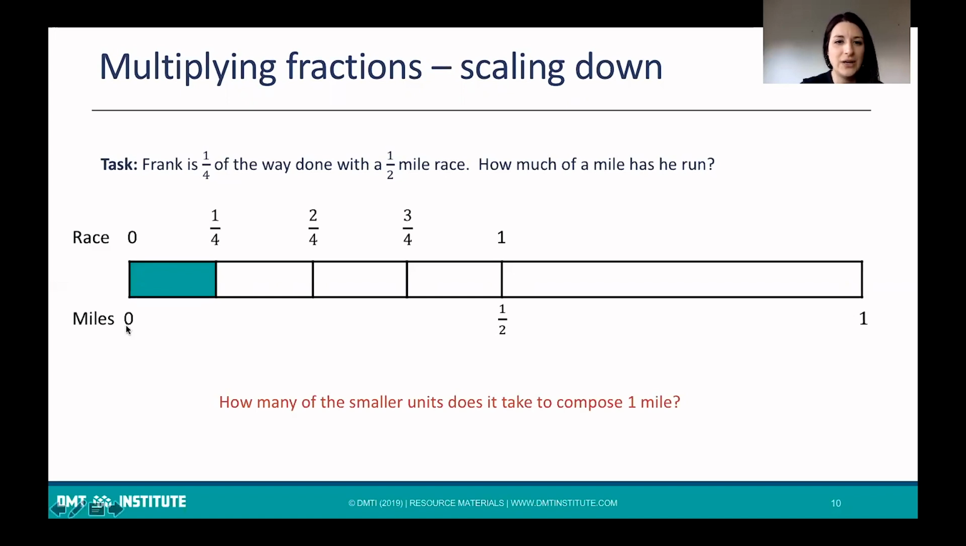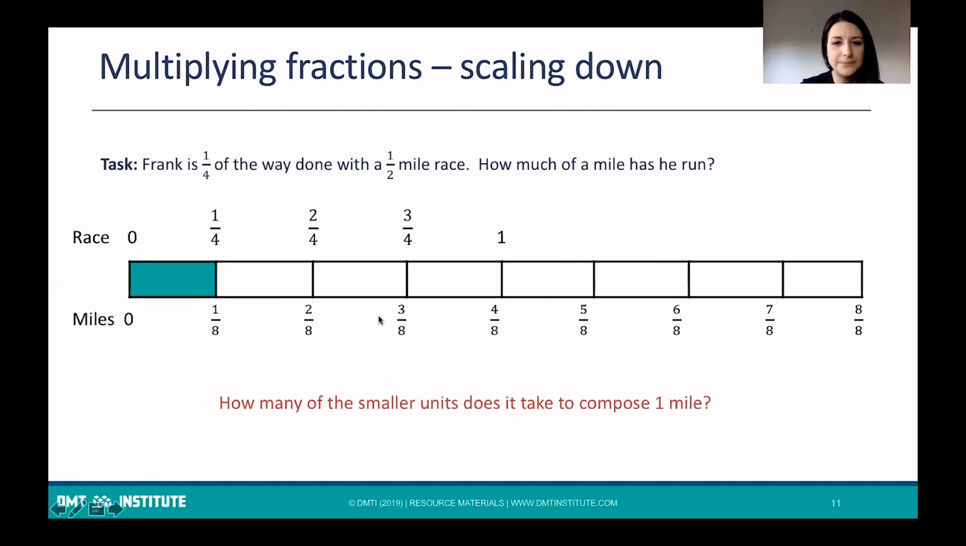So I can take a look: it would take 1, 2, 3, 4, imagining this other half partition, 5, 6, 7, 8. If it takes 8 to compose 1, it now means their name is 1/8, and I can go ahead and label those 1/8 units. All right, so I can see that my 1/4 of a race is related to 1/8 of a mile. So it lets me answer that question.